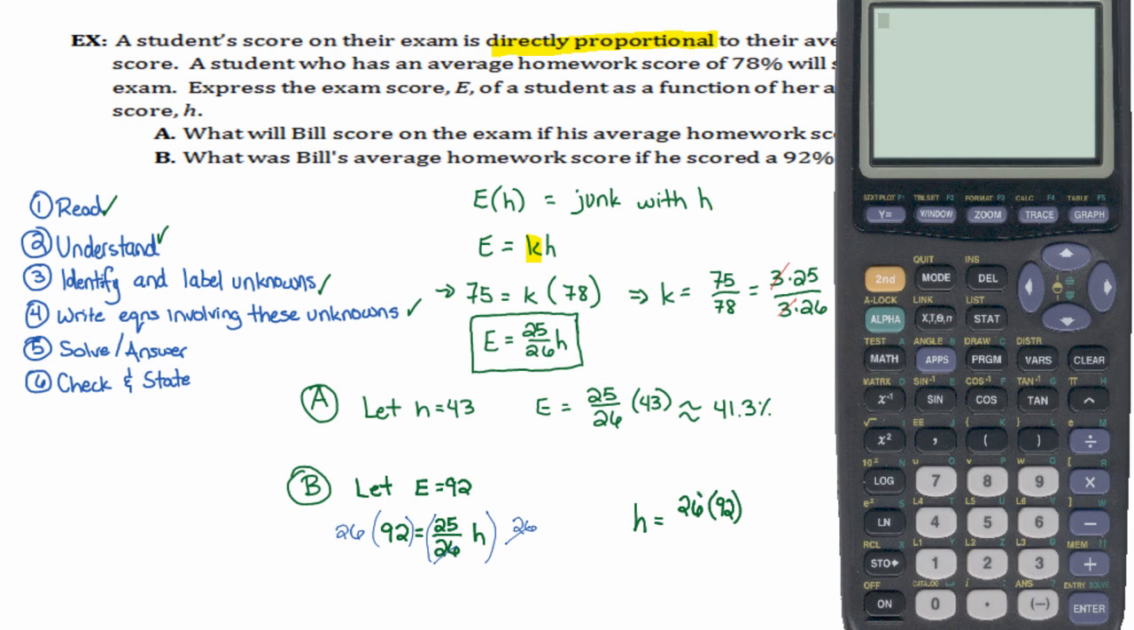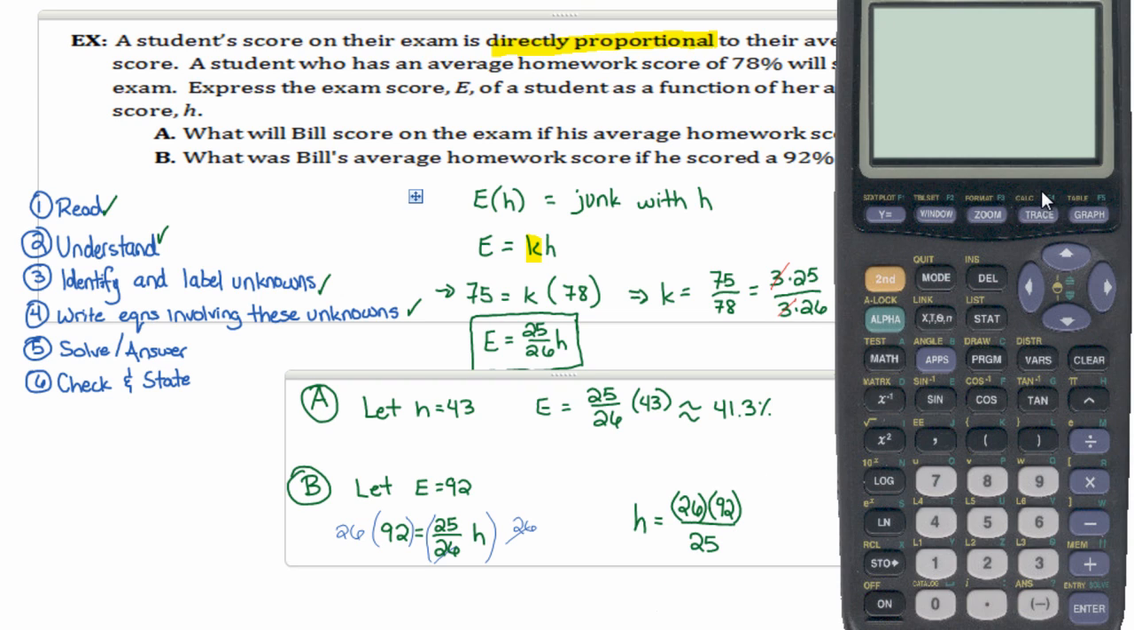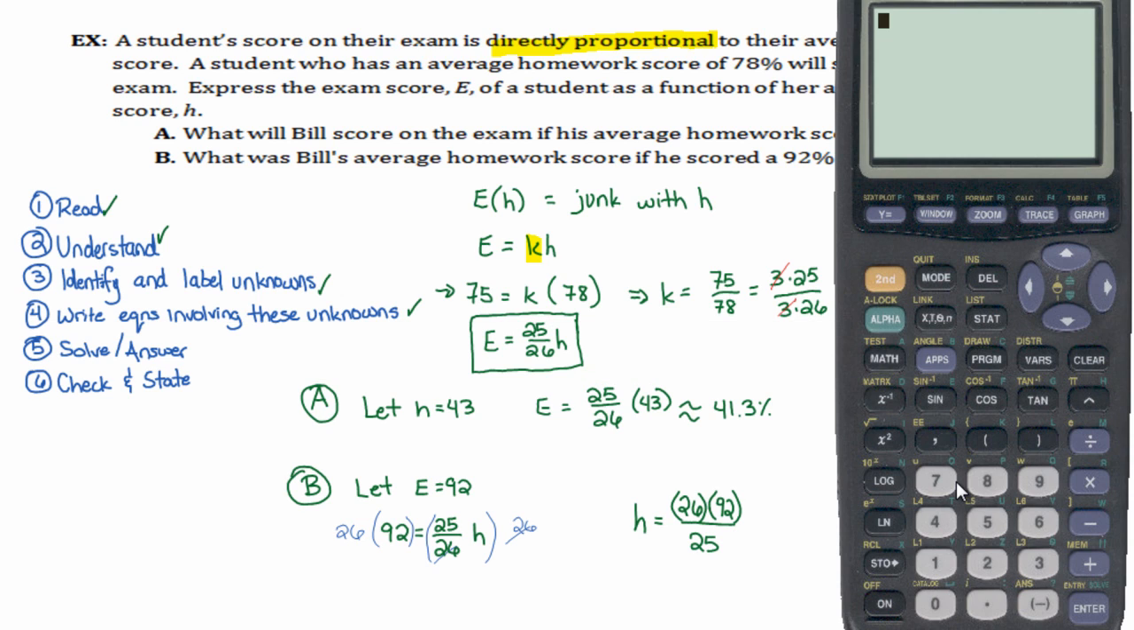Maybe I shouldn't use that dot notation. I'll use a parenthetical notation. And again, I'm dividing both sides by 25, so divided by 25. I go to the handy dandy graphing calculator here. I say 26 times 92, and I'll divide that by 25. I get 95.7 roughly. And that should make sense because we have such a high exam score, our homework score is likely high as well.